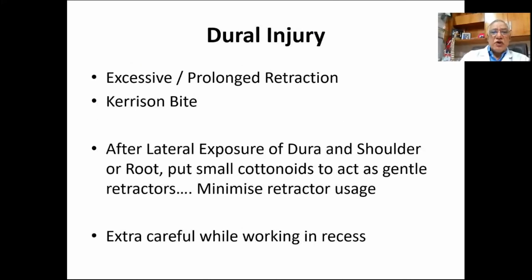To address dural injury, it usually happens when we use a nerve or dural retractor for a long time, or an accidental bite by a Kerrison punch. This usually happens when you are exposing the dura laterally and the shoulder of the root. At that time it is a good idea to put in a small cottonoid patty to cause gentle retraction of the dura and the nerve root, and try to minimize the use of a retractor.